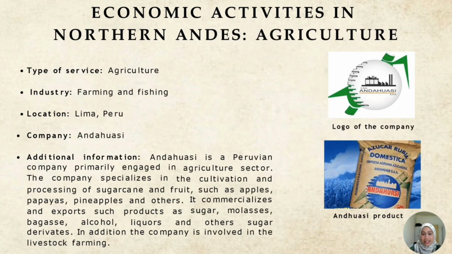The next one is agriculture, industry, farming and fishing. Location at Lima, Peru. Company Andalusi. The company specializes in the cultivation and processing of sugarcane and fruits such as apple, papaya, pineapple, and others.